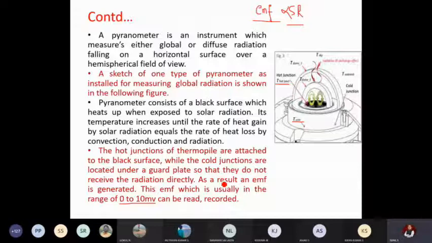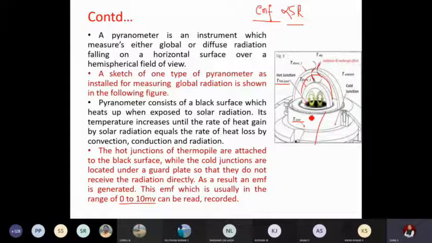Please let me know, are you understanding? It's a very simple equipment. Just one black body is placed. To make the orientation, all these sophisticated components are added. To avoid the dust, this dome is added. Also, it helps in concentrating the radiation.